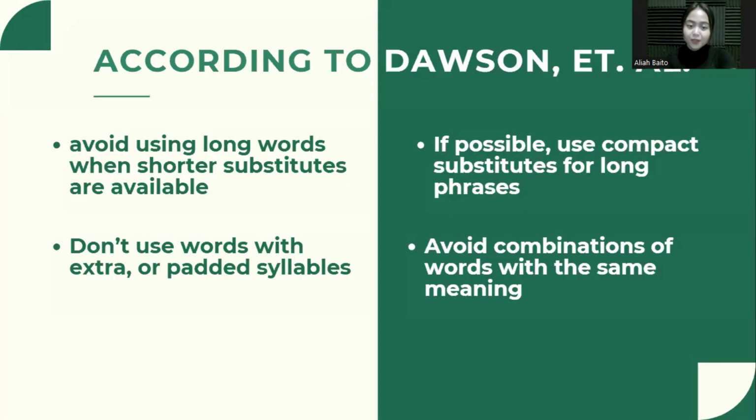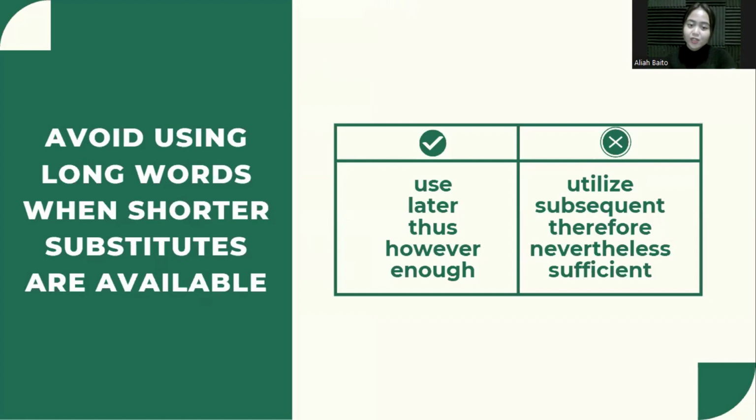To make the text simpler, we can follow the guidelines proposed by Dawson et al. First off, let's avoid using long words when shorter substitutes are available. Instead of writing utilize, write use. Instead of the word subsequent, use the term later.